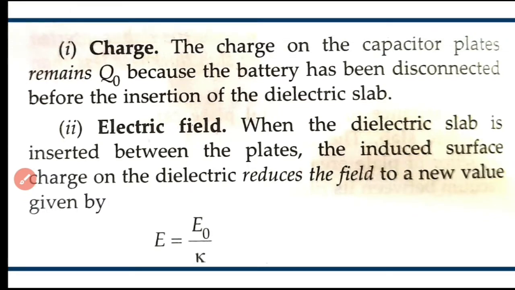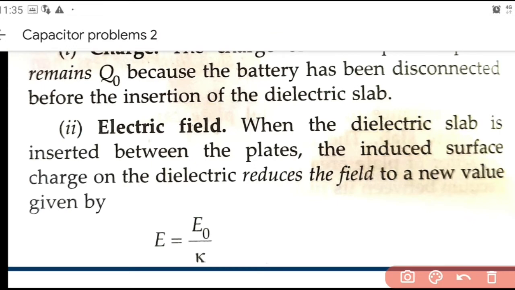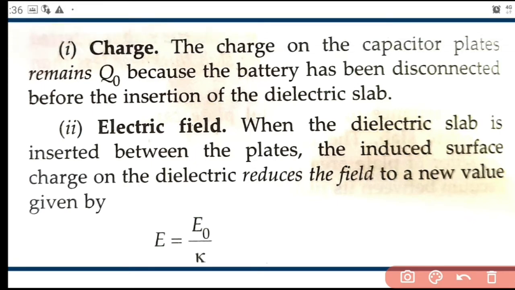Now the first case, that is charge. As I said earlier, charge on the capacitor plates remains Q0 because the battery has been disconnected before the insertion of the dielectric slab. Even if the dielectric slab is inserted, charge on the capacitor remains the same. So Q will be equal to Q0 itself. Now coming to electric field. When the dielectric slab is inserted between the plates, the induced surface charge on the dielectric reduces the field to a new value.